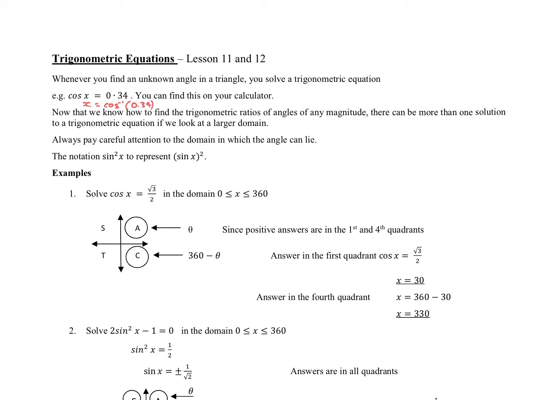But now that we know how to find the trig ratios of angles of any magnitude, so greater than 90 degrees, there can be more than one solution. So we have to think about what the domain is that we're given. Always pay careful attention to what the domain is and think about where the angle can lie. And we've looked at this notation before, so sine squared x is the same as (sine x) squared.